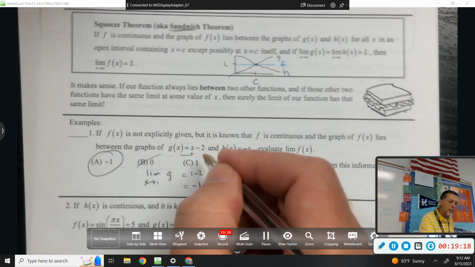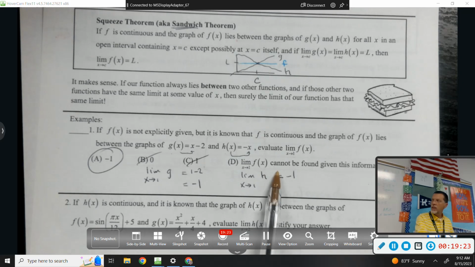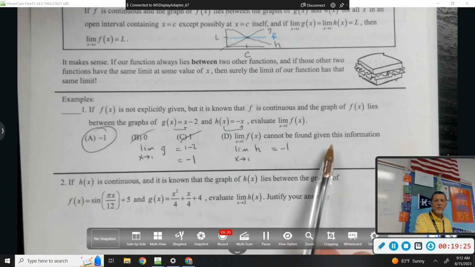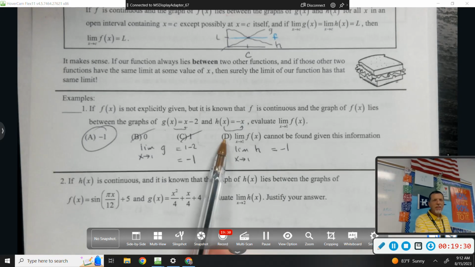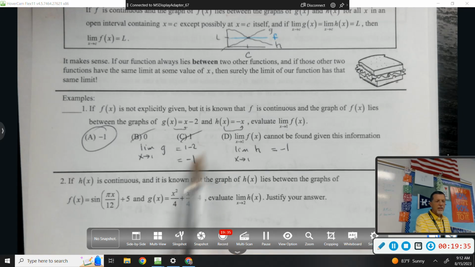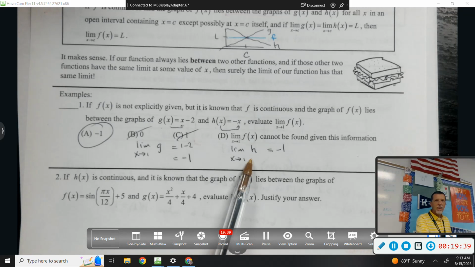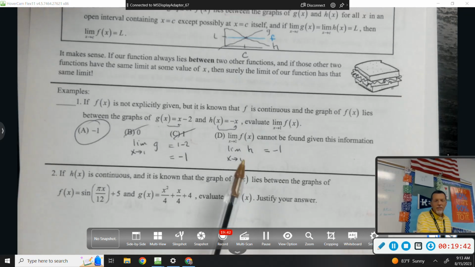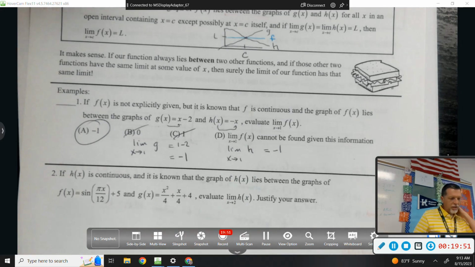You know, 0 and 1, I don't know where you would even come up with those numbers. It is possible that you could get a cannot be found from this information. Do you know what would have happened to lead us to answer choice D? It's kind of a tough question to consider. If g and h didn't go to the same thing, then we wouldn't know anything. It's like, well, I know it's sandwiched between these two values, but I don't know what it is. So it only holds if it gets squeezed all the way down to one value. And then we know what the value is.